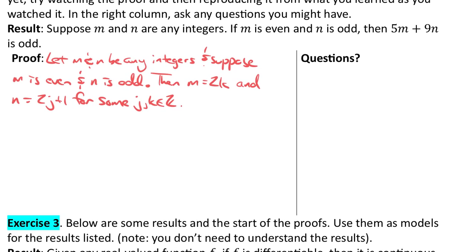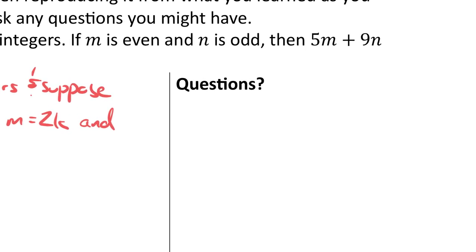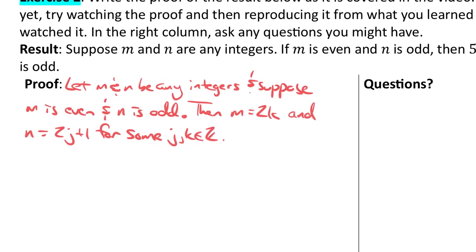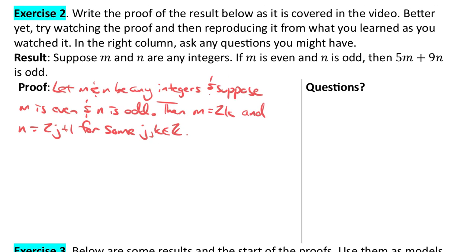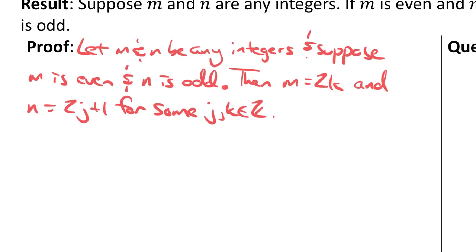Remember again what we have to prove. We want to prove that 5m plus 9n is odd. So we're going to try to write that as 2 times something plus 1. So let's look at the quantity 5m plus 9n. And we'll often say something like, consider, or then 5m plus 9n is equal to, now we make some substitutions here. This will be 5 times m, we said was 2 times k, plus 9 times n, we said was 2j plus 1.